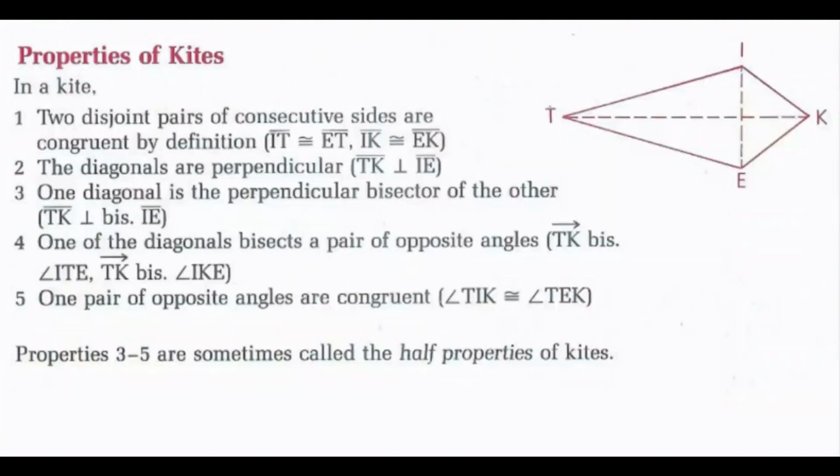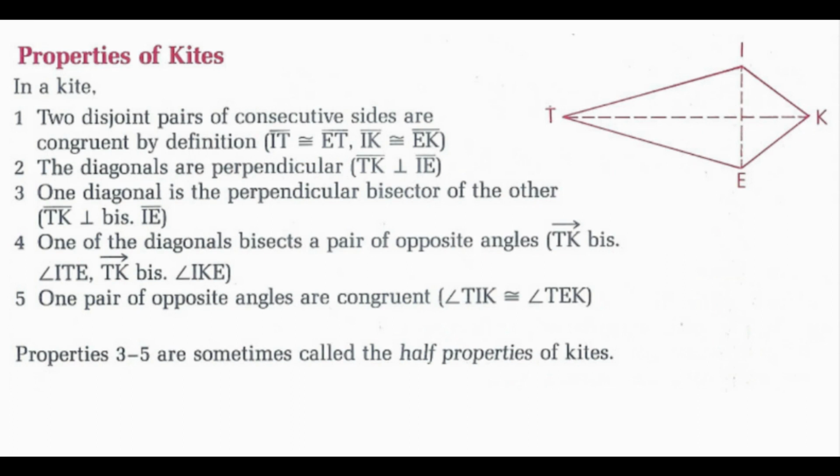Now looking at properties of kites. So in a kite, two disjoint pairs of consecutive sides are congruent by definition. Disjoint pairs meaning that one side can't be used in both pairs. So IT would be congruent to ET, and then IK would be congruent to EK. The diagonals are perpendicular, so TK would be perpendicular to IE, meaning that they form right angles, so all four of these angles would actually be right angles.